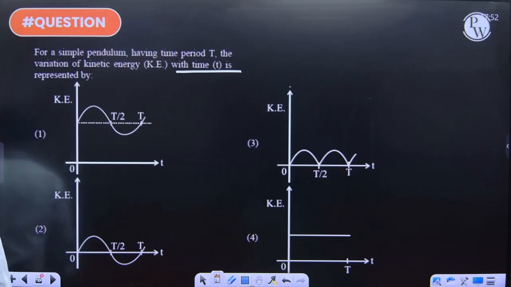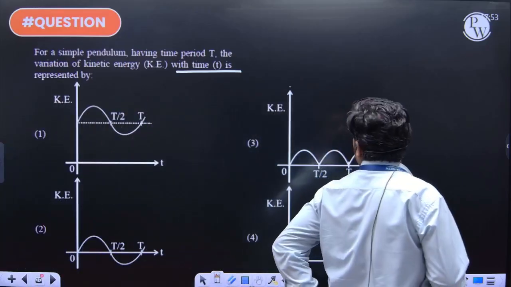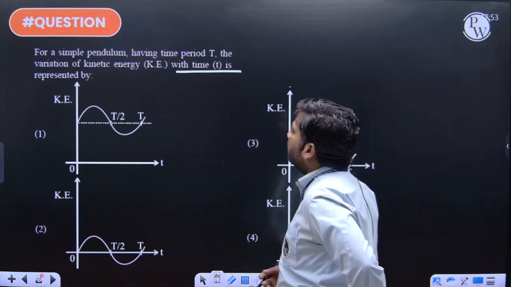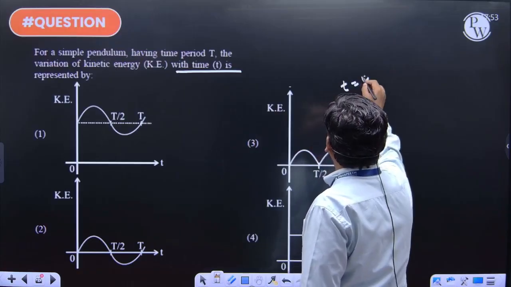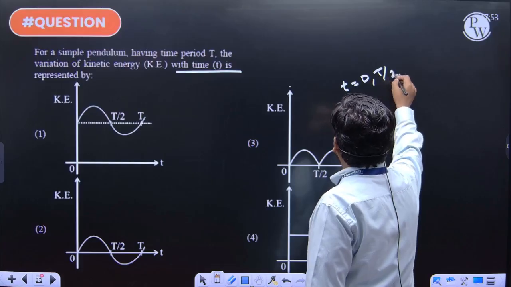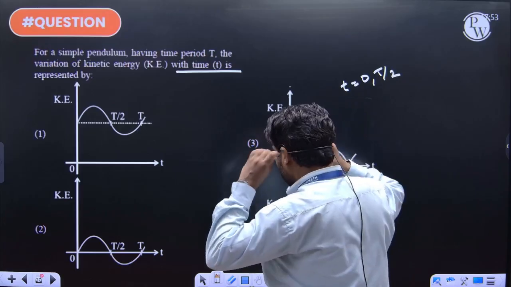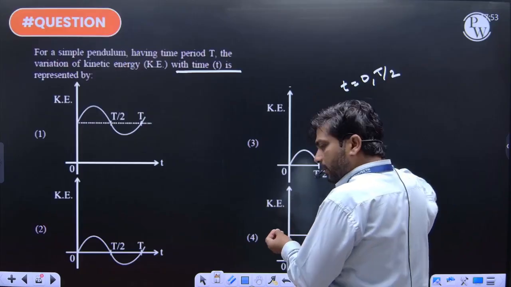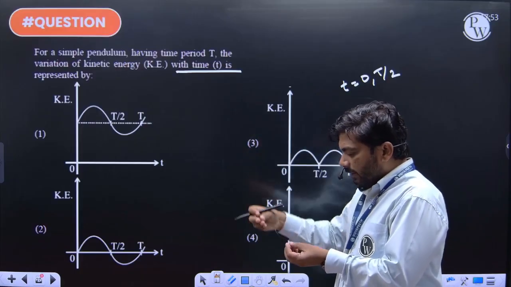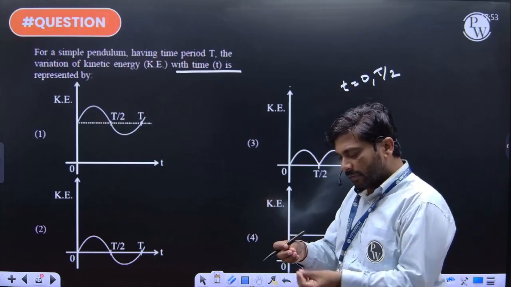when your kinetic energy is maximum, the particle is at its mean position, right? So when the particle is at mean position, at t is equal to 0, T by 2, these are the times when the particle is at mean position. Correct or not? So it is going to T by 4, then it is coming back. So again 0, T by 2, then T by 4, then coming back.